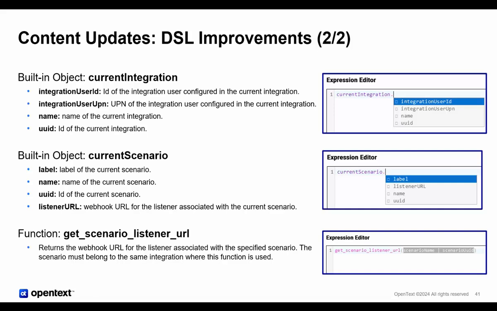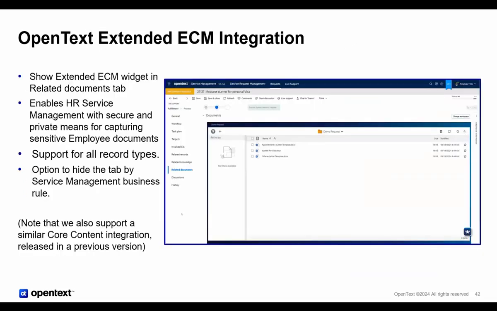And then finally, we've added a new function, the get scenario listener URL, which returns the webhook URL for the listener associated with your scenario. Obviously, the scenario must belong to the same integration where the function is being used. You can't use it for other integrations that you have, but it should make it a bit more powerful in building out some of the workflows you might want to do with an integration and how you handle the data. So that hopefully gives you a little bit of an insight in some of those improvements.